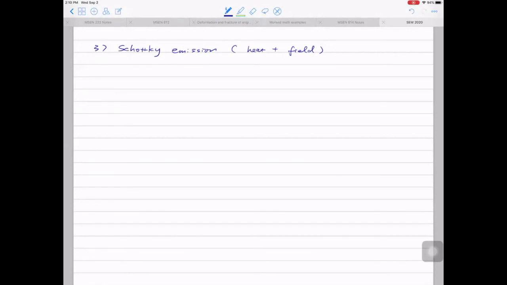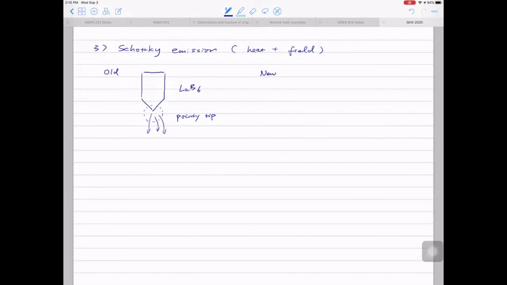The older one, so I just say old. When I was a PhD student, that's what we used. You use a LaB6 single crystal. It's lanthanum hexaboride. For the lanthanum hexaboride single crystal, you always form a very pointy tip. Then you apply heat, you apply electric field, electrons will be extracted from the tip.